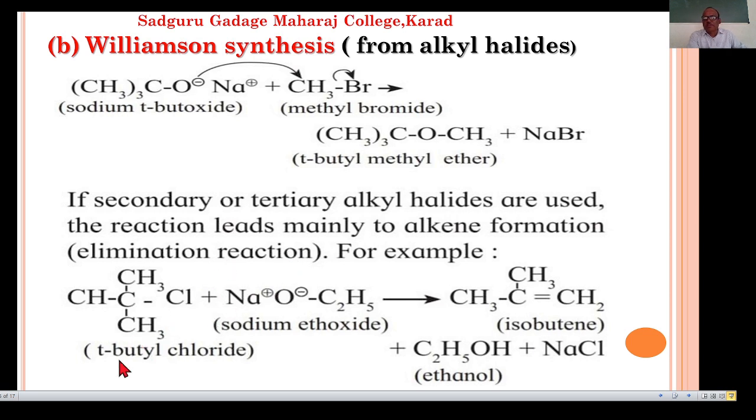Consider this example, tertiary butyl chloride. It is a tertiary alkyl halide. Tertiary butyl chloride reacts with sodium ethoxide, NaOC2H5. Then there is no formation of ether. Here alkene is formed because an elimination reaction takes place. The alkene formed is isobutene, plus ethanol and NaCl. So remember, in this reaction only primary alkyl halide gives ether. If we use secondary or tertiary alkyl halides, then the products are alkenes.